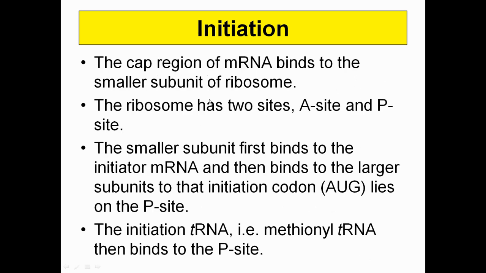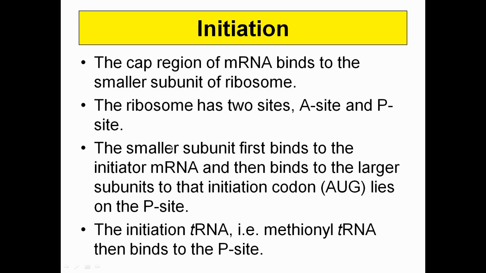The cap region. As you know, capping happens in the transcription process. After the transcription process, capping and tailing are two important processes by which the immature mRNA is converted into mature mRNA. The cap region of mRNA binds to the smaller subunit of the ribosome, and ribosomes are going to have two sites, that is the A site and P site. As you know, amino acids are zwitterions, we have done that in class 11. So the A site and P site are the two sites which are going to be joined, particularly with the 5 prime and the 3 prime end.